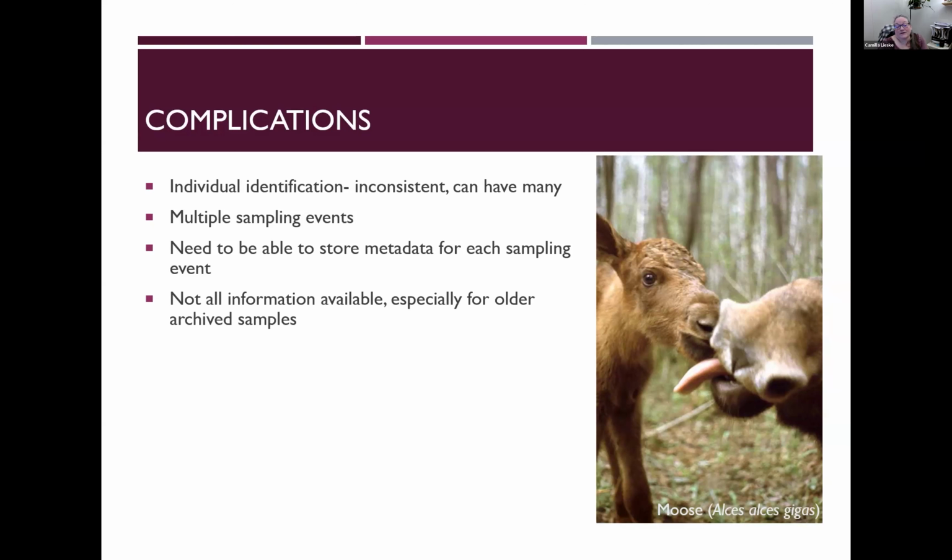Another complication we have is that we don't have all the information that we need for all samples. The data that we get in can sometimes be very sparse, especially for some of the older archive samples. So when a database requires certain fields to be filled, we can have difficulty getting those fields. So we need to have the flexibility to leave blanks where we have blanks, and then also to be able to go back later and fill that in as we learn more about that particular animal.